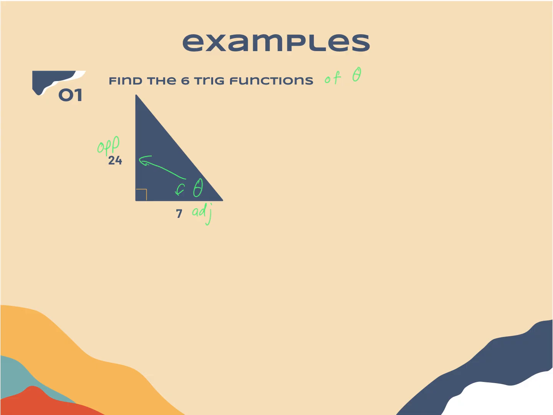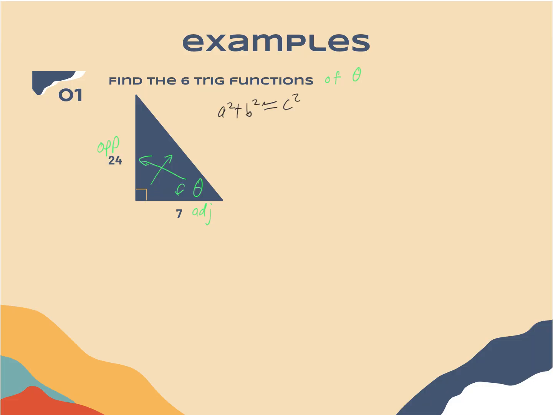And then I need a hypotenuse, right? So a hypotenuse is going to be across from this right angle. If you only have 2 sides, what you have to do is use the Pythagorean theorem, right? So if you remember, a squared plus b squared equals c squared to get the missing side.